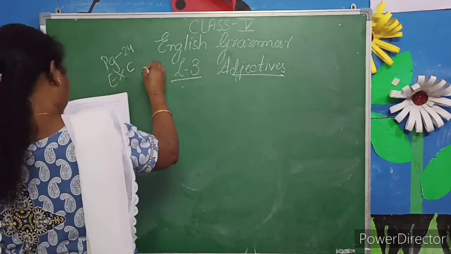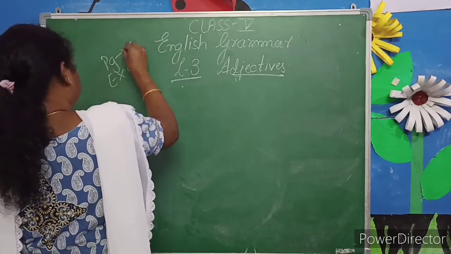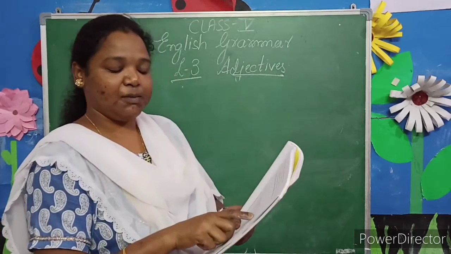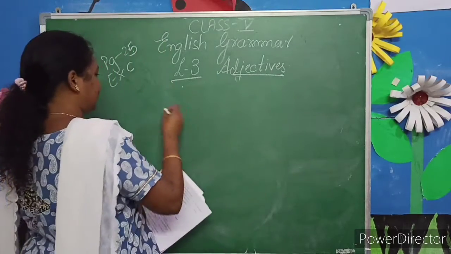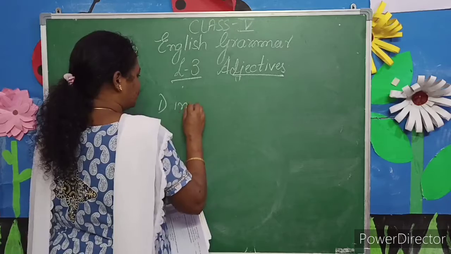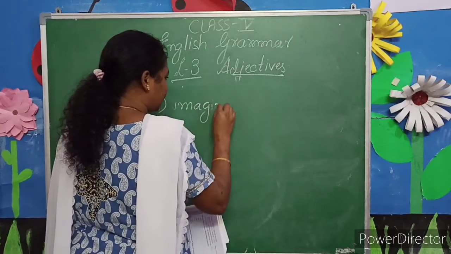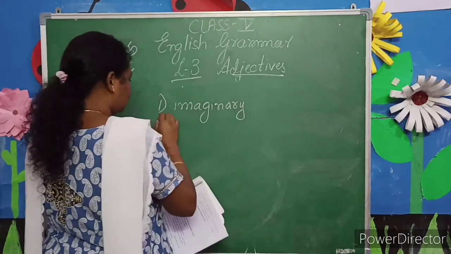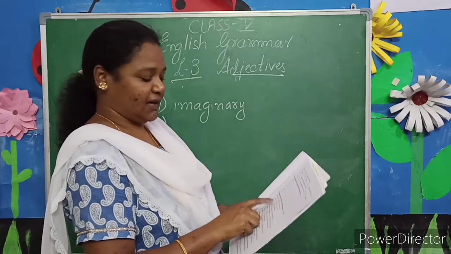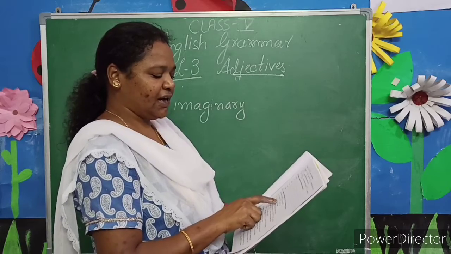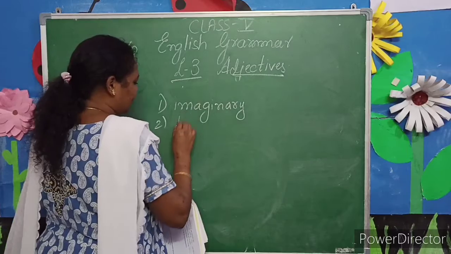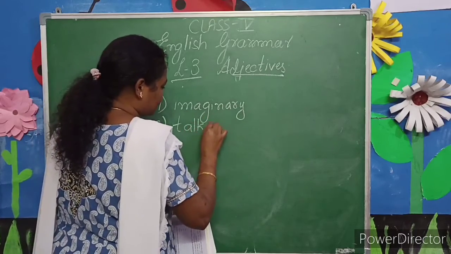Exercise C, page number 25. Artists have dash mind. So they have given the word imagine. So what is the correct form that we should write in the blank? Imaginary. Second one, first one, artists have imaginary minds. Second one, Rita is very dash person. So they have given the word talk. So what is the correct form? Talkative.